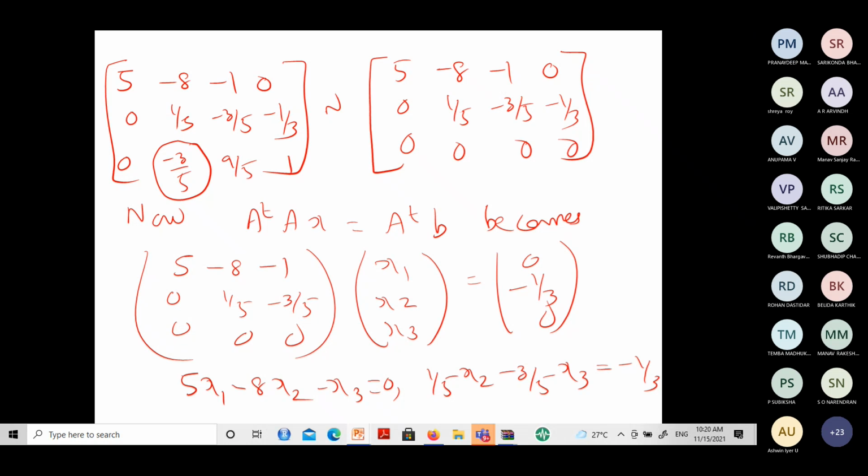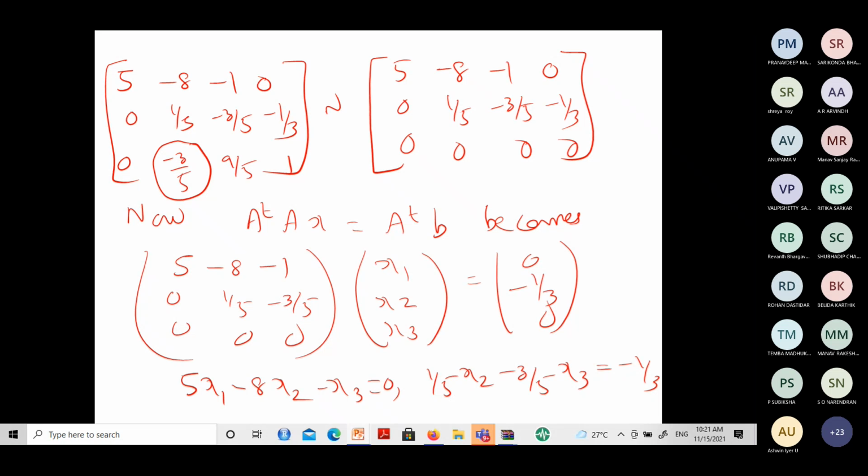Does a solution not exist for that? No. First module you completely forgot. 3 variables, but 2 equations. How many solutions will be there? Infinitely many solutions. Right. One thing you can do, you can assume x3 as something.